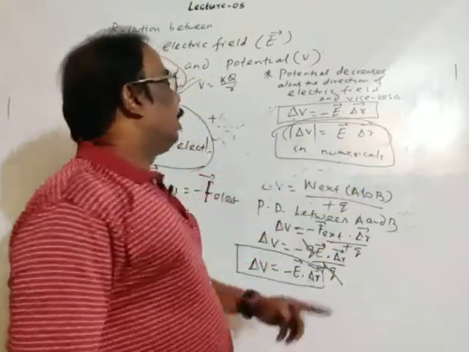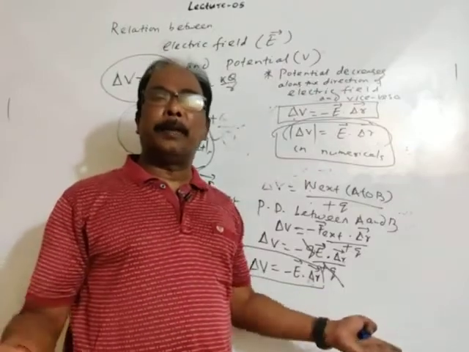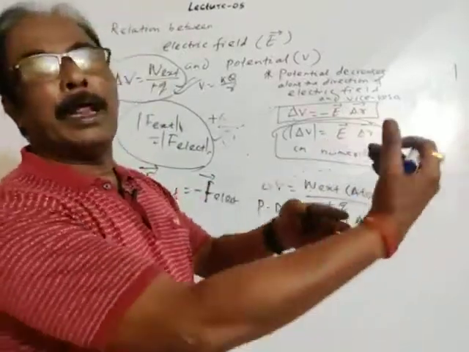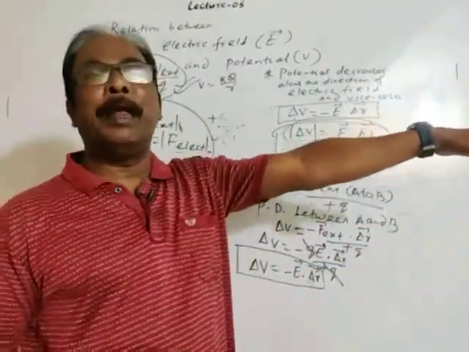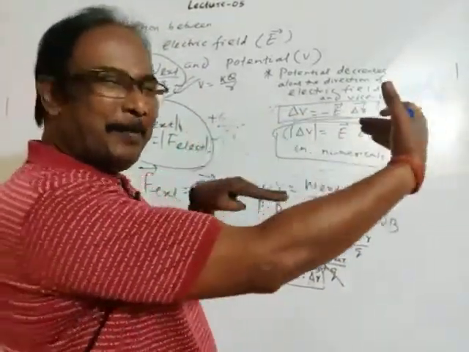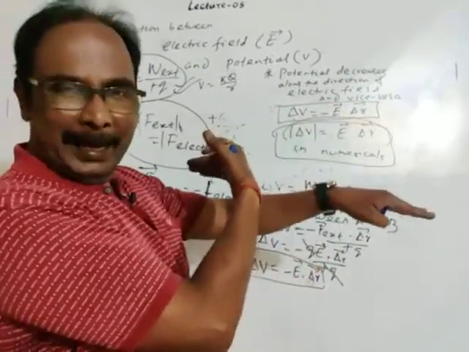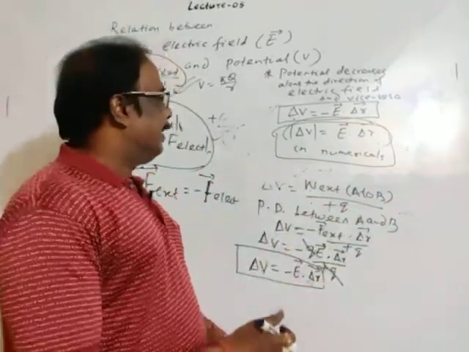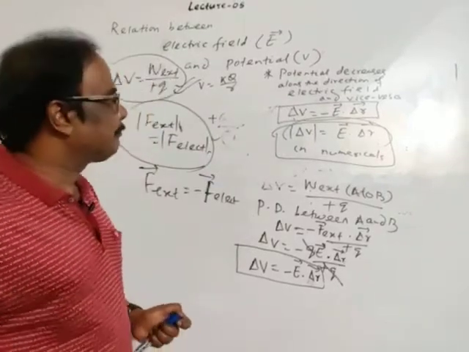So, using this concept, potential decreases along the direction of electric field. If we are moving along the direction of electric field, or opposite to the direction of electric field, along the direction of electric field, potential will decrease. Opposite to the direction of electric field, potential will increase. Okay, this is the concept. This is the fundamental formula.